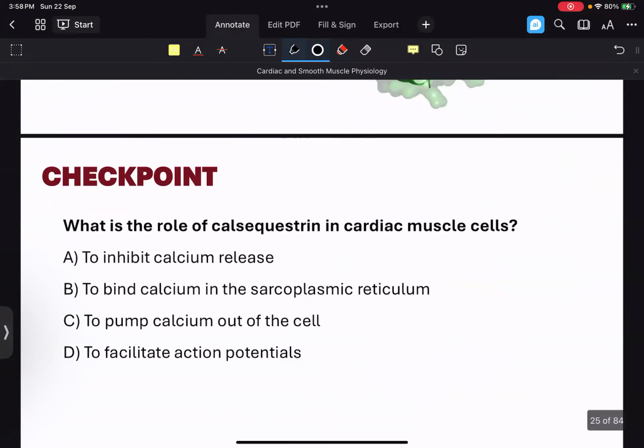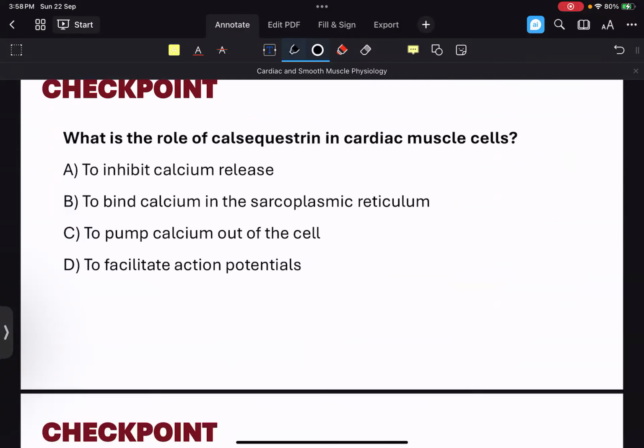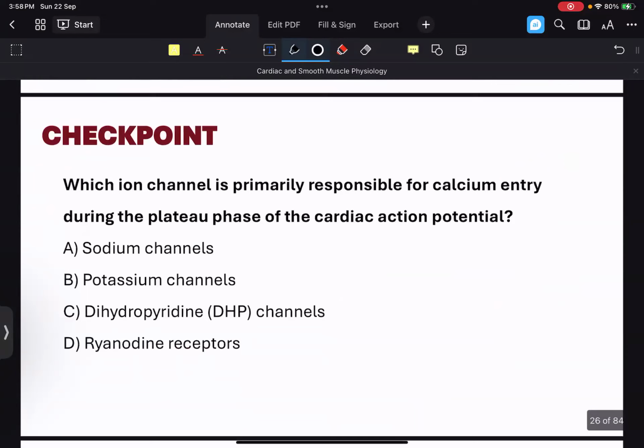Quick checkpoint. Who can answer this question? Yep, B. That's it. One more question. C, exactly. Perfect, you guys got it.